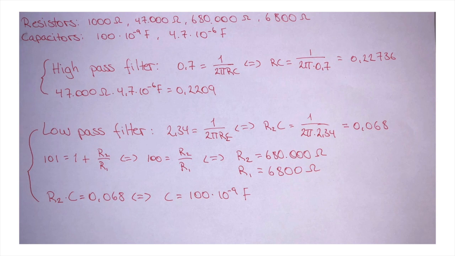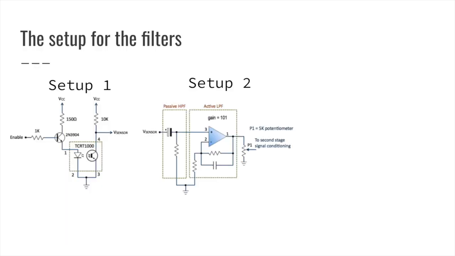Here we have our calculations for the different resistances and capacitors for the high and low-pass filters. Now our circuit looks like this.